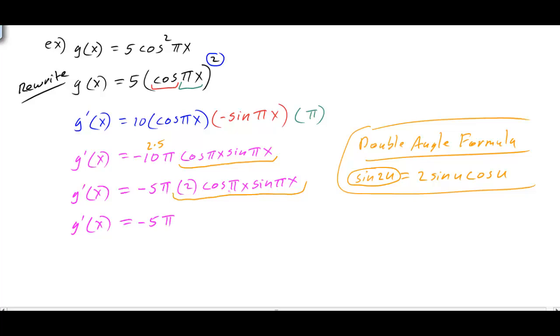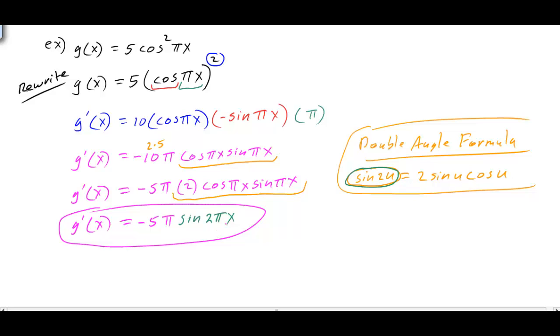So in the place of the 2 cosine pi x sine pi x, we can substitute in the sine of 2u. So in our case, that would be the sine of 2 times u. Well, the u in this case is our angle pi x, so it's 2 times pi x. The advantage here of simplifying this using this double angle formula is we eliminate one of our trig functions. We're able to write the derivative strictly in terms of our sine function.